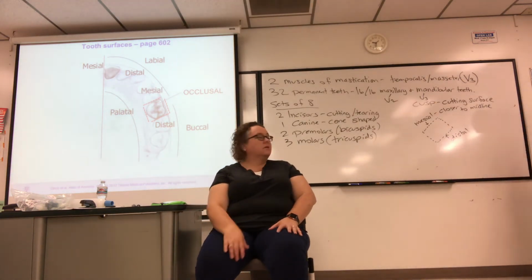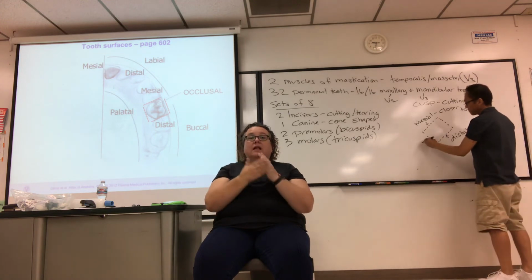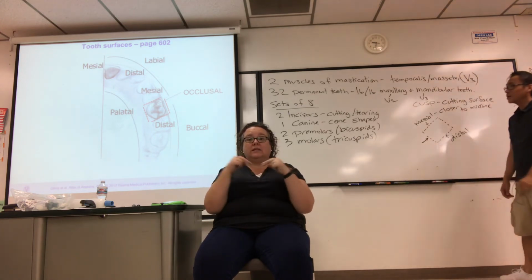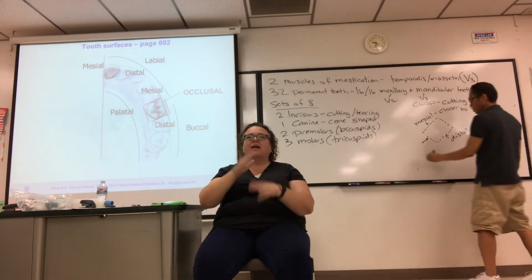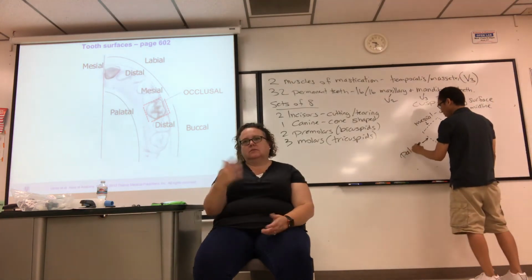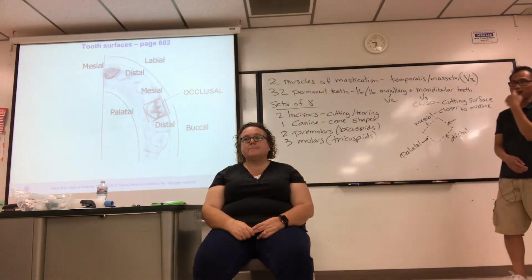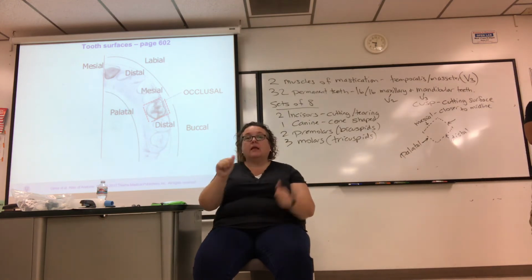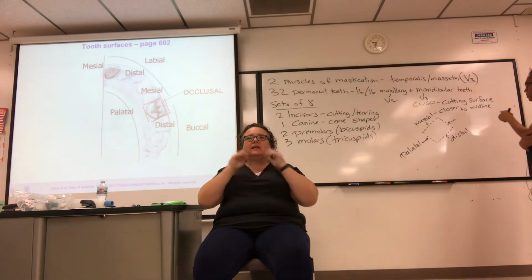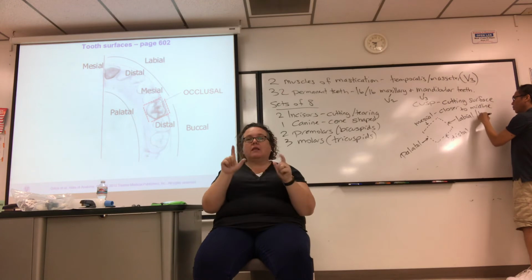Mesial and distal are the surfaces that contact other teeth, right? But the side that faces the inside part of your mouth is called the palatal side. That's where your palate is. The other side depends on whether it's in the front. If it's in the front, it's the labial side. If it's in the back, it's next to your cheek, it's the buccal side. So the side opposite is either labial or buccal.